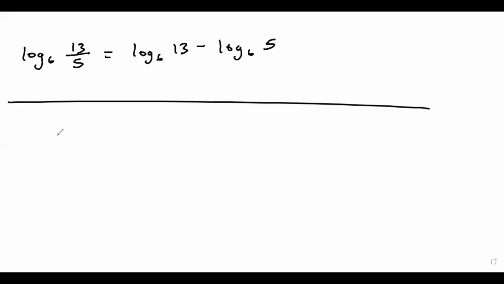So let's say, for example, we have log base 6 of 13 over 5. That would be equal to log base 6 of 13 minus log base 6 of 5. And again, let's say we have log base 9 of 21 minus log base 9 of 4. That would be equal to log base 9 of 21 over 4.